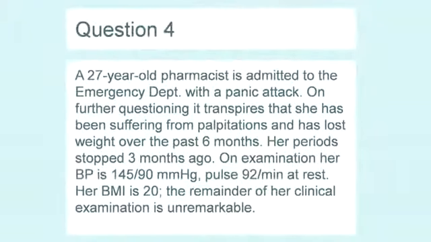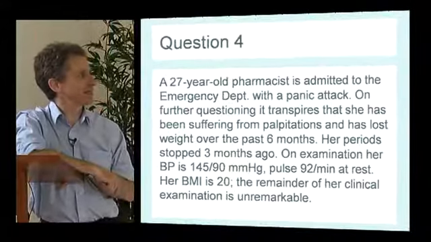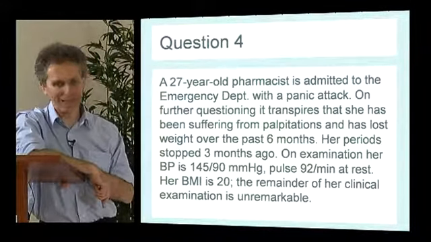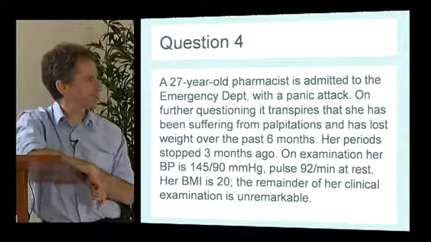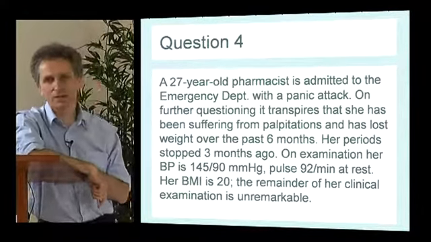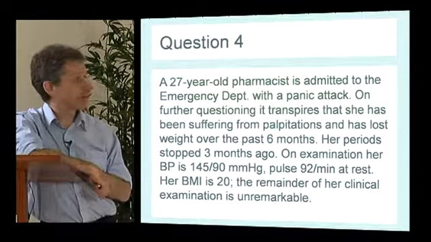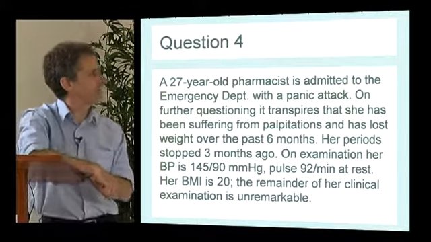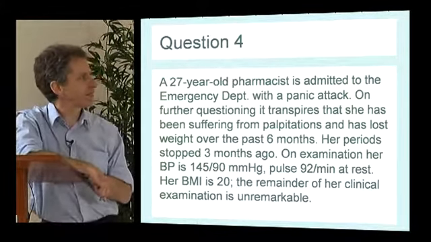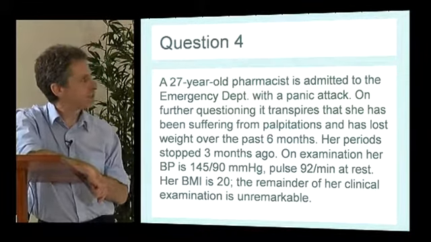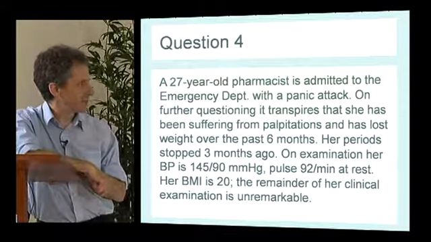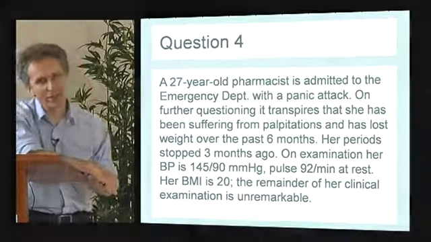Question 4. A 27-year-old pharmacist is admitted to the emergency room with a panic attack. On further questioning, it transpires that she's been suffering from palpitations and has lost weight over the past 6 months. Her period stopped 3 months ago. On examination, her blood pressure is 145/90, pulse is 92 per minute at rest, and she's slim with a BMI of 20. The remainder of her clinical examination, however, is unremarkable.